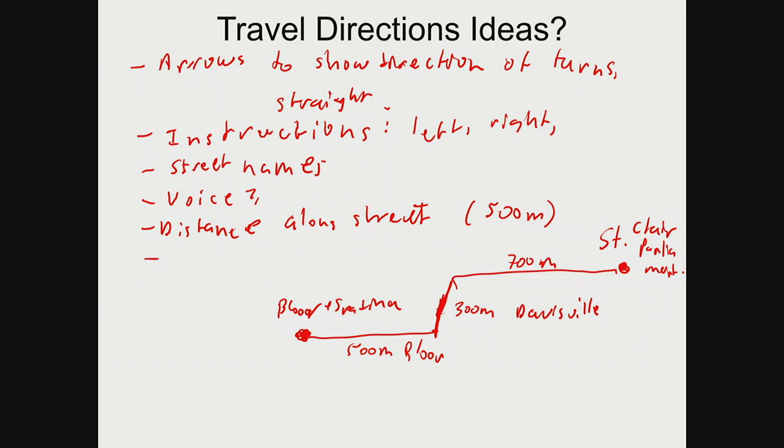So if I say start at Bloor and Spadina and go 400 meters or 500 meters on Bloor and then turn left on Davisville, I have a 50-50 chance of ever getting to Davisville if I don't know Toronto, because you didn't tell me which way to go. You told me to go on Bloor. I'm going to pick a direction at random. I might hit Davisville, or I might have to go all the way around the earth. Okay, so that's not good.